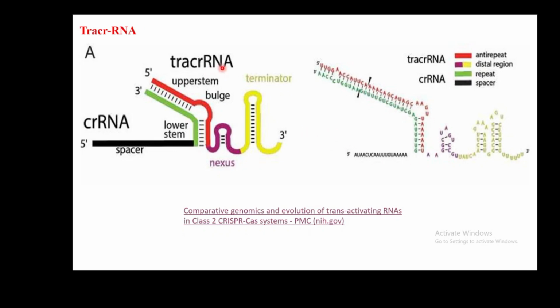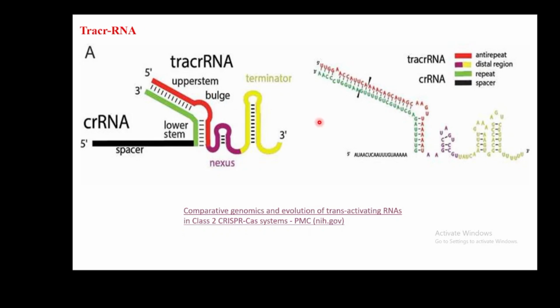So tracer RNA, if you are isolating it from one bacterial species and another bacterial species, and you are doing a modification or mutation in the bulge region, you may see that in one species the whole editing efficiency is lost, while in the other species it is not. So it is a very tight co-evolution.